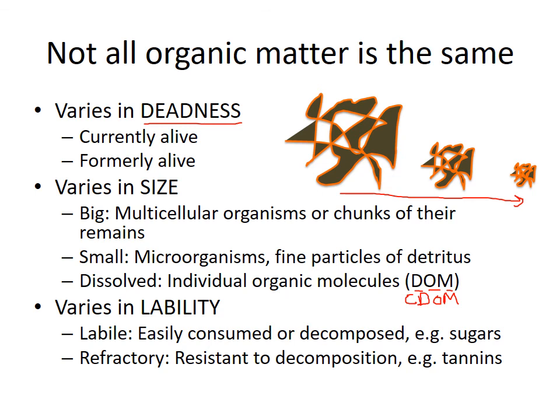Okay, and then this really important third factor to consider for organic matter is lability. Labile organic matter means types of organic compounds that are easily consumed or decomposed. Fats and sugars are easily consumed and decomposed by microbes and animals and fungi, whereas some types of organic matter are refractory. They're resistant to decomposition. Wood is not easily eaten by most organisms, and some smaller molecules like tannins are also not decomposed well, not even by the hardiest bacteria.